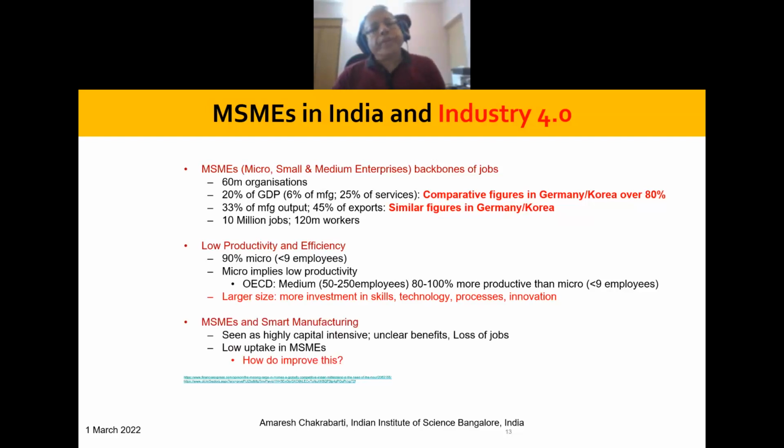So MSMEs and smart manufacturing, or Industry 4.0, if you will. The smart manufacturing technologies which are available right now are seen as highly capital intensive. And MSMEs don't see clear benefits, and on the contrary, they see potential loss of jobs. Now, because of these, there is a low uptake among MSMEs. They are cash trapped, and this is capital intensive. So the maths are not really matching. So how do you improve this?